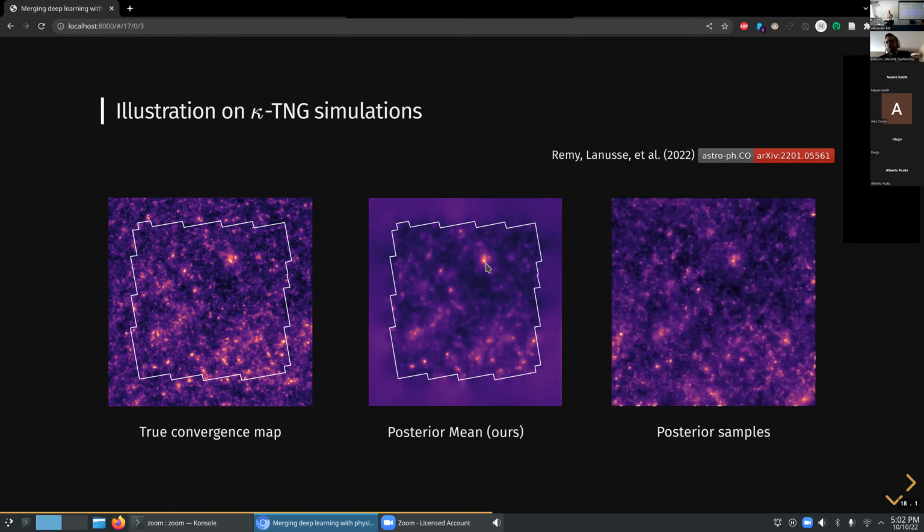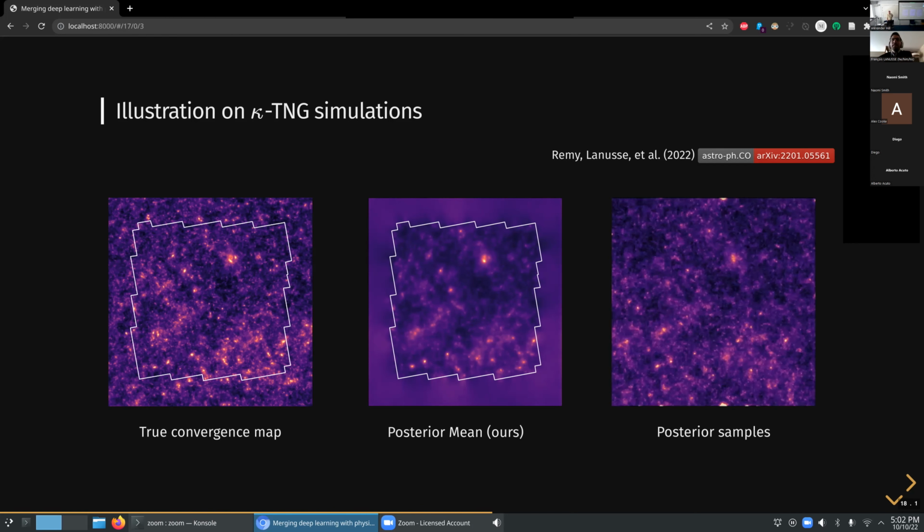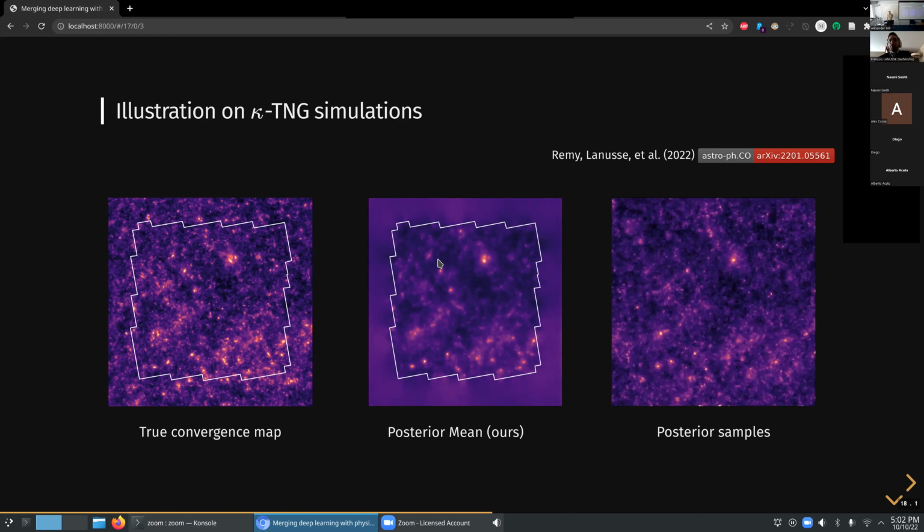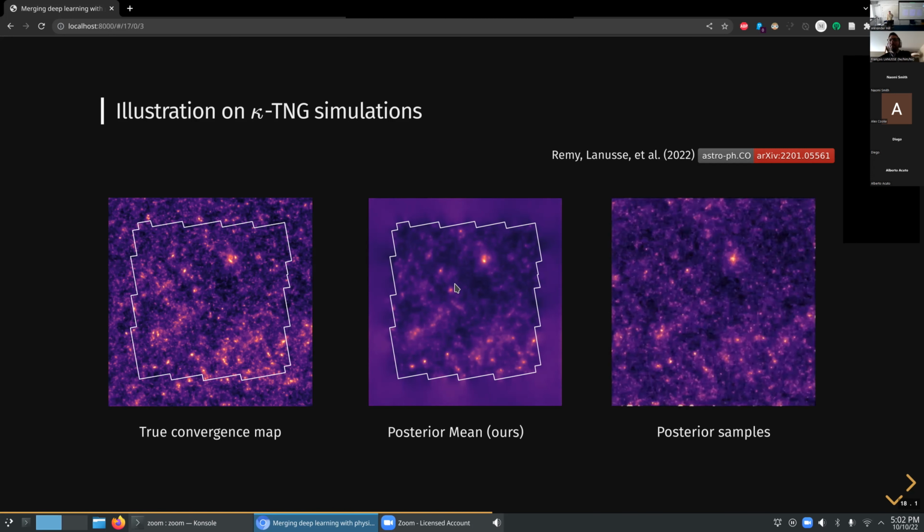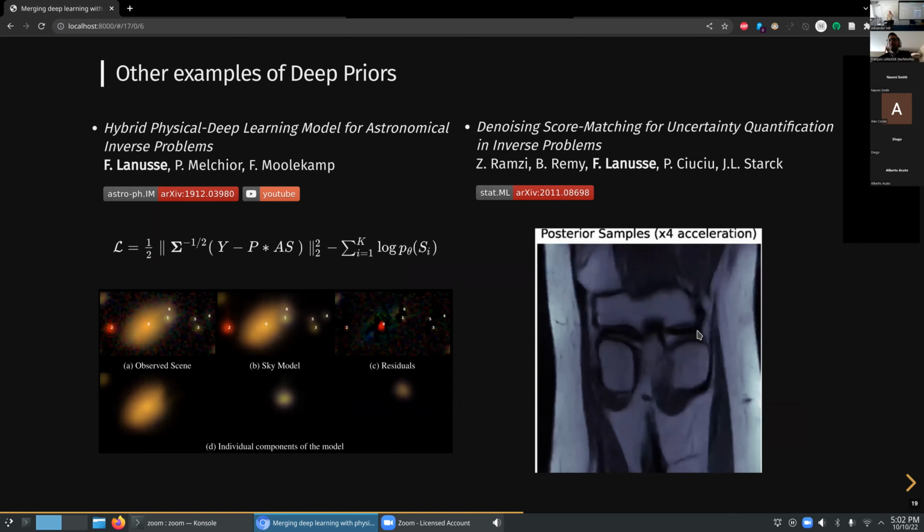Right. So yeah, that's an excellent question. For cosmology, it doesn't matter as much as for, let's say, medical imaging, where you might be asking whether there is a tumor in some part of the brain.